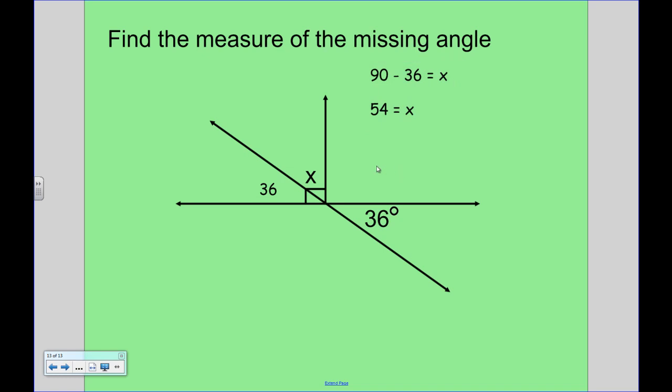So when you're trying to find the missing angles, you first want to make sure you know your vocabulary. You want to know what the different angle pairs are, and then you want to use those angle pairs to kind of be like a detective, using the clues that you have to figure out what the missing angle is.